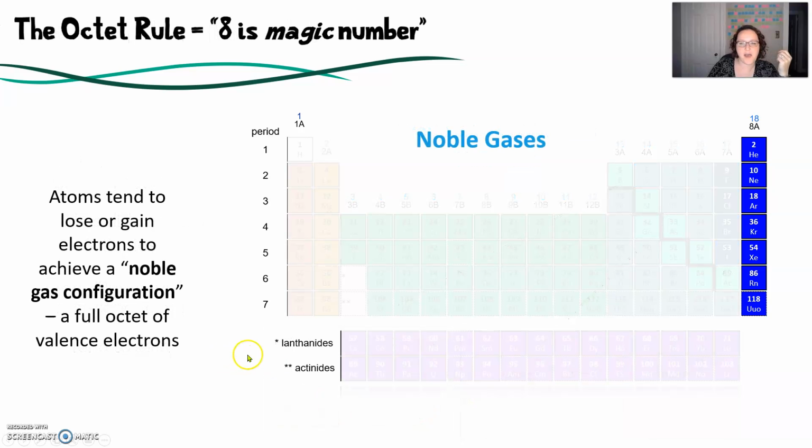The last column of the table contains a uniquely stable set of elements referred to as the noble gases. And this is because they have a special electron configuration that is particularly desirable. And we'll talk more about this later.